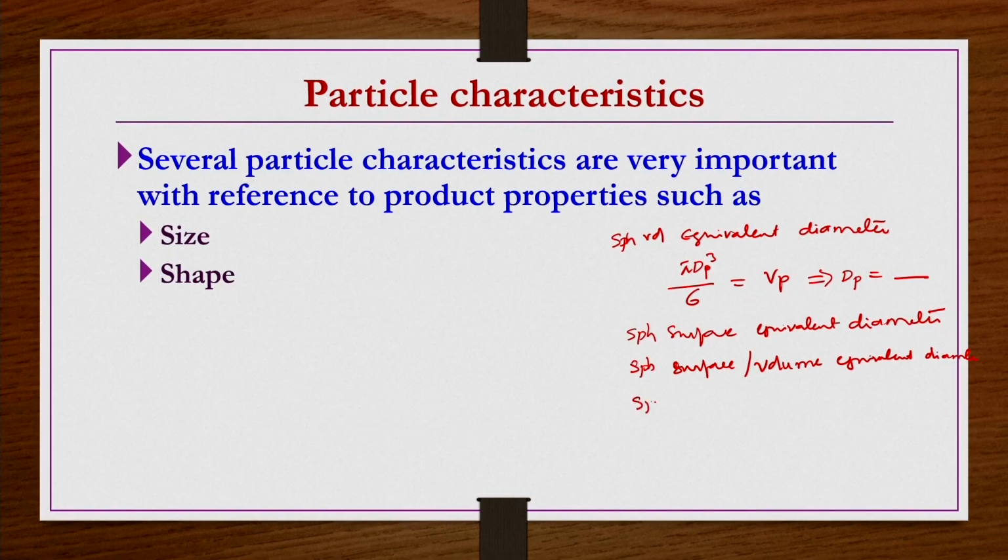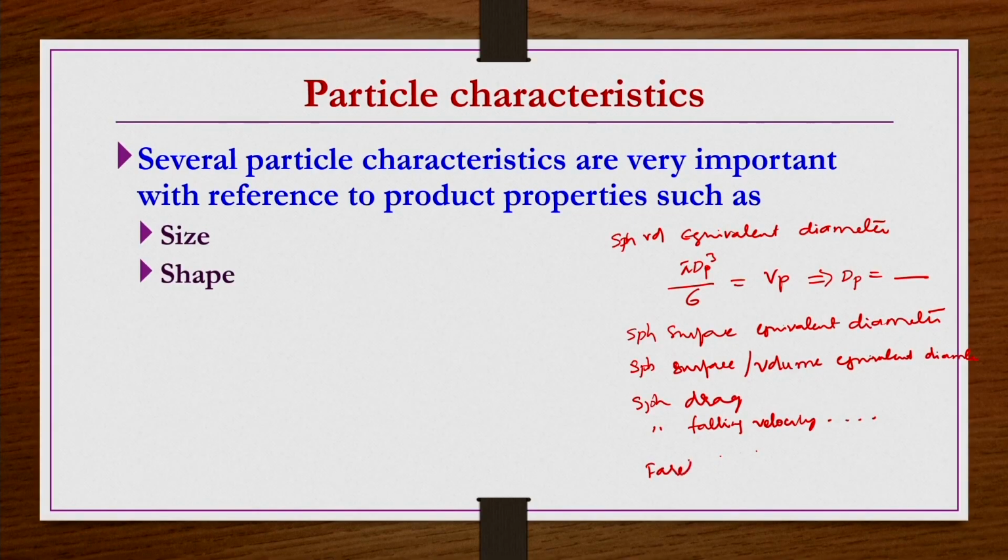Likewise, we also had the sphere drag equivalent diameter, and similarly the sphere falling velocity equivalent diameter. Like this, we have seen several types of equivalent diameters in order to represent the size of the particle. We have also seen the statistical measurements of irregular particles, like Feret's dimension and then Martin's dimensions, etc. Those statistical measurements have also been seen.